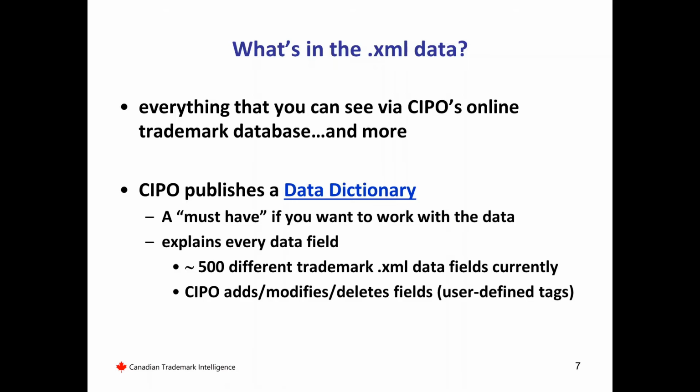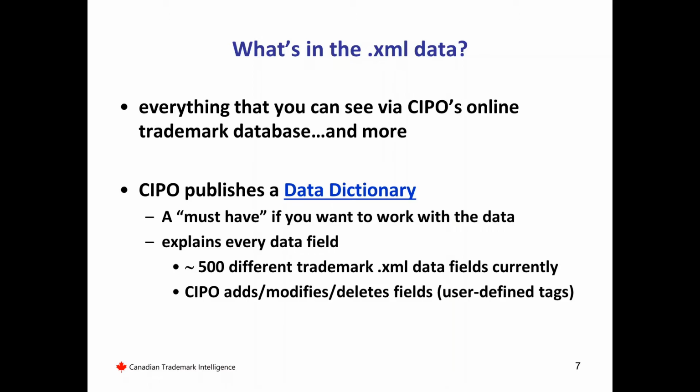So in CIPO's XML files, you'll find everything that you can see via CIPO's online trademark database. Indeed, you'll find more in the XML files than what you will find exposed on the online database. As I mentioned previously, there's a data dictionary which you really want to download if you're going to be doing any serious work with the XML data.